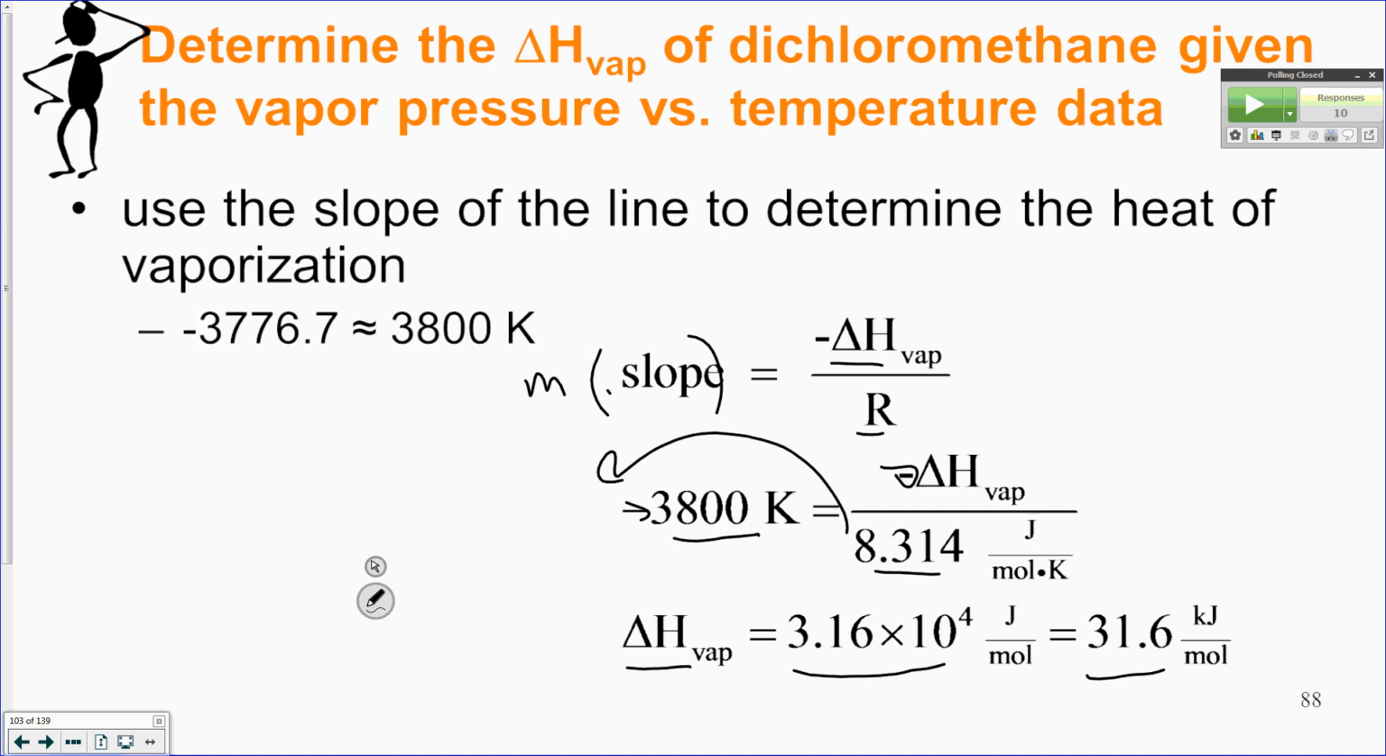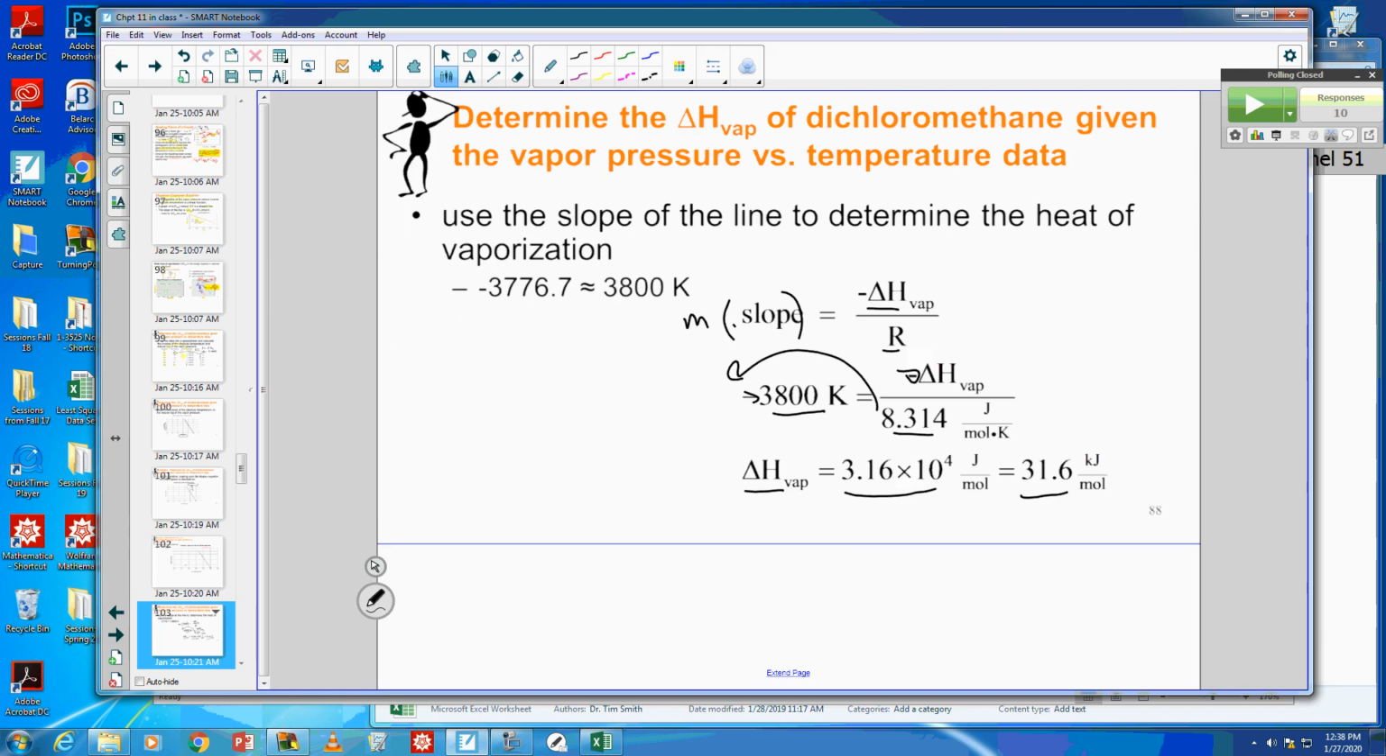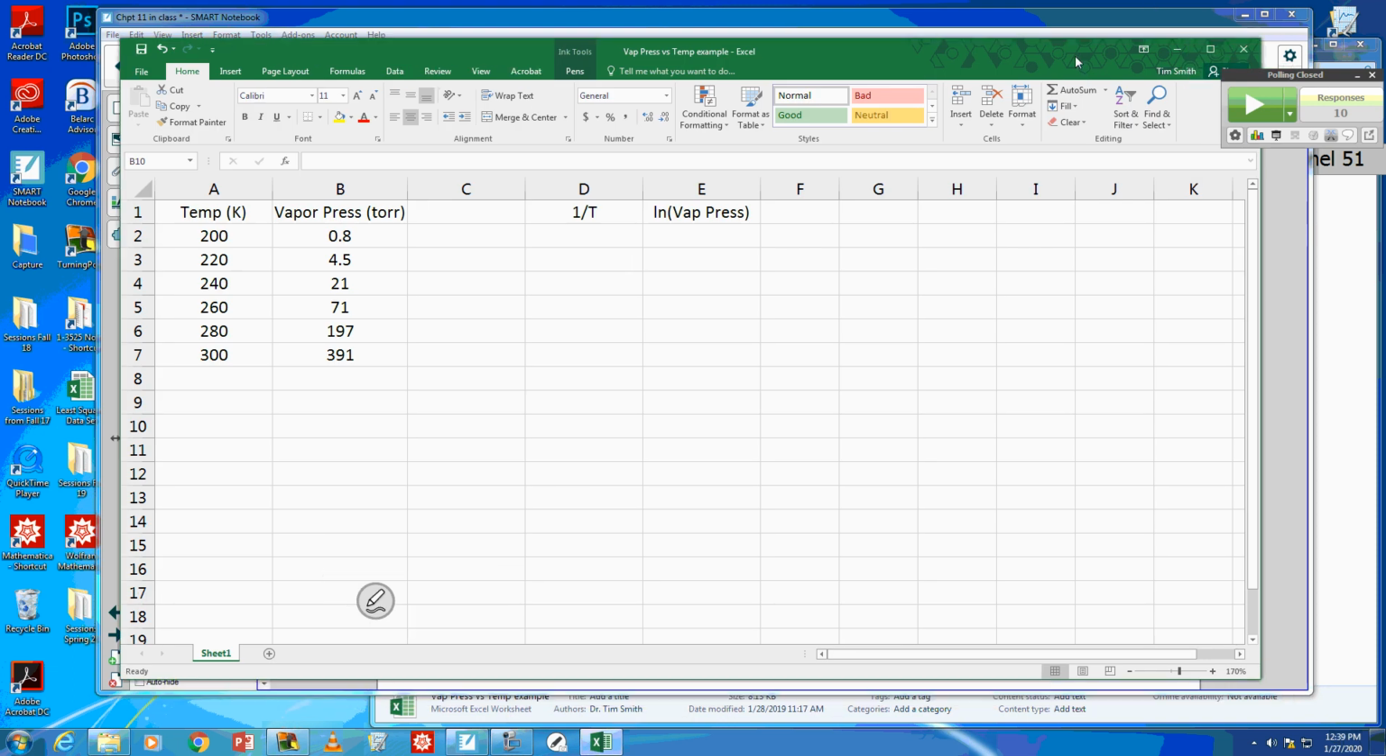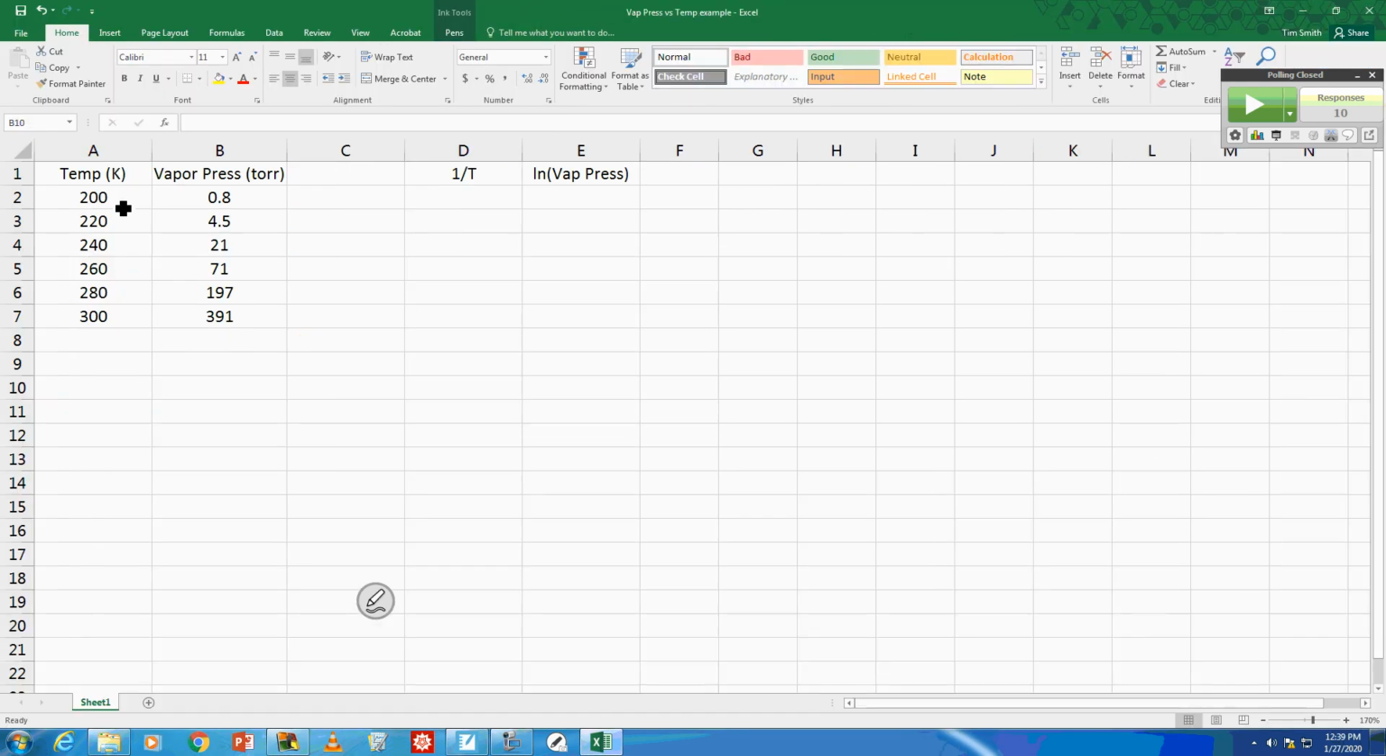Okay, I want to show you that process right quick in Excel, because I'm going to ask you to do one of these. Excel is the standard tool that we use to do calculations. I've opened a version of Excel, and all I've done is copy in the temperature and vapor pressure values that we had to start with. That's what was given in the table. I put temperature in column A and vapor pressure in column B.